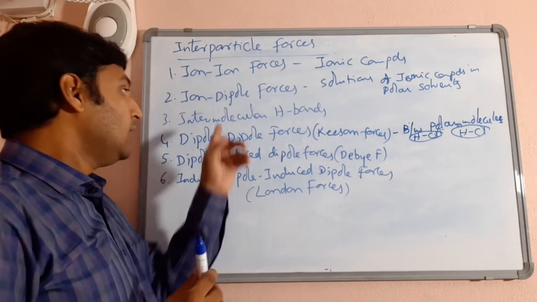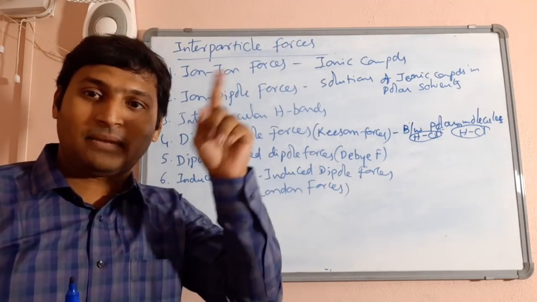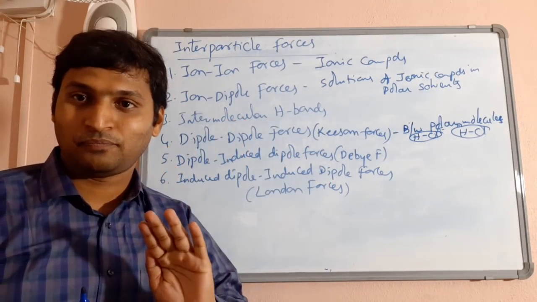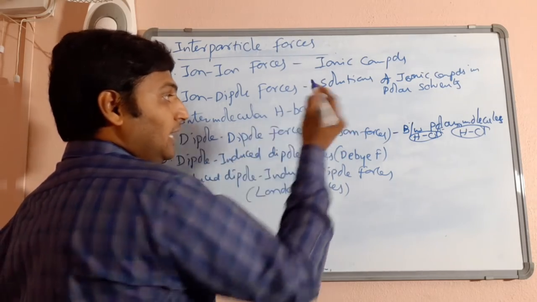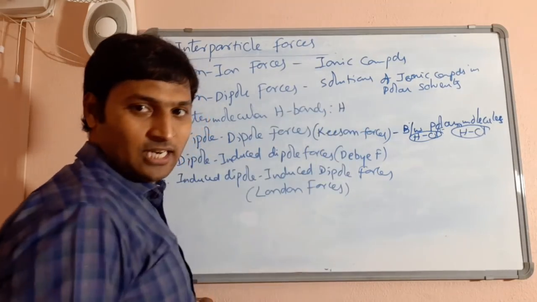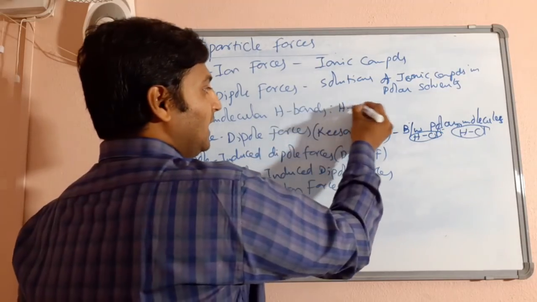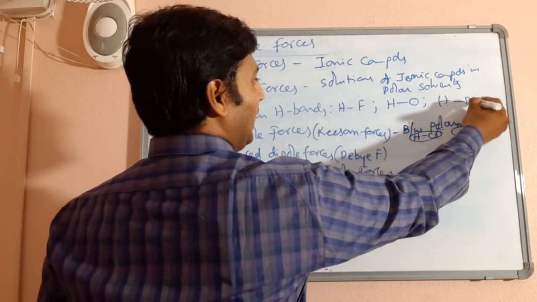Now, intermolecular hydrogen bond is an extreme case of dipole-dipole force. What kind of extreme case is it? Please understand. It should satisfy two conditions. One is there must be hydrogen in the molecule. Second one is it must be attached to either fluorine or oxygen or nitrogen. Make it simple.